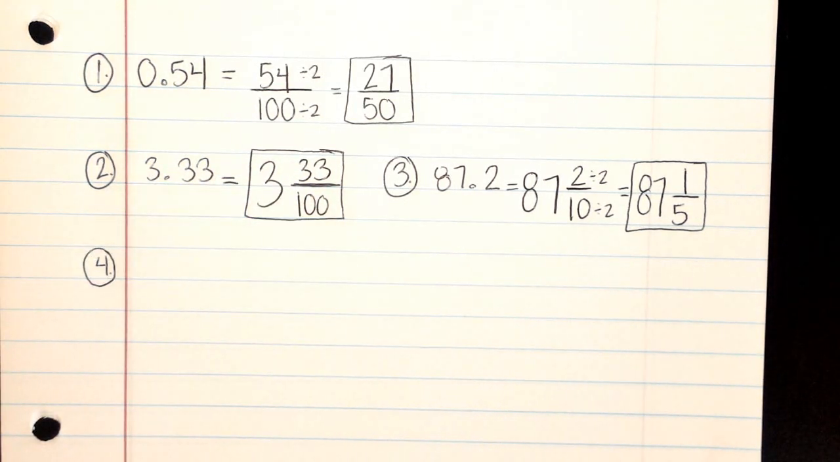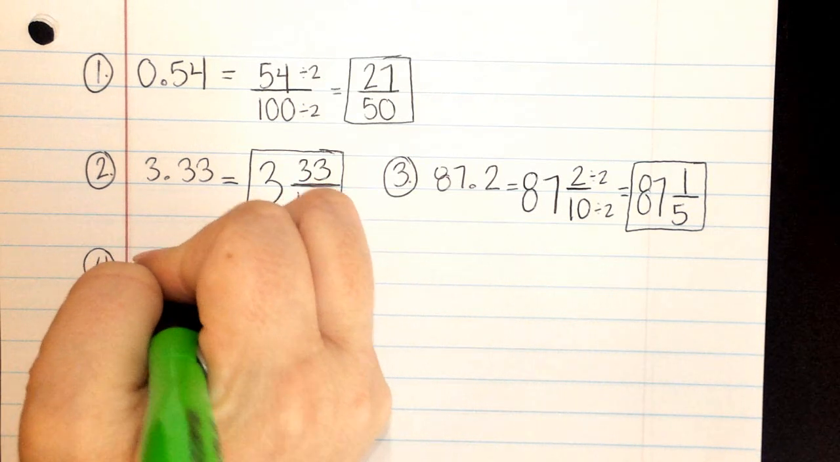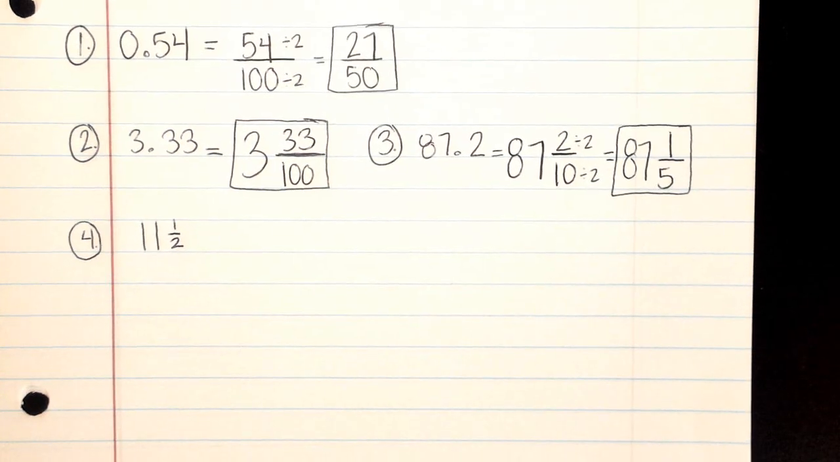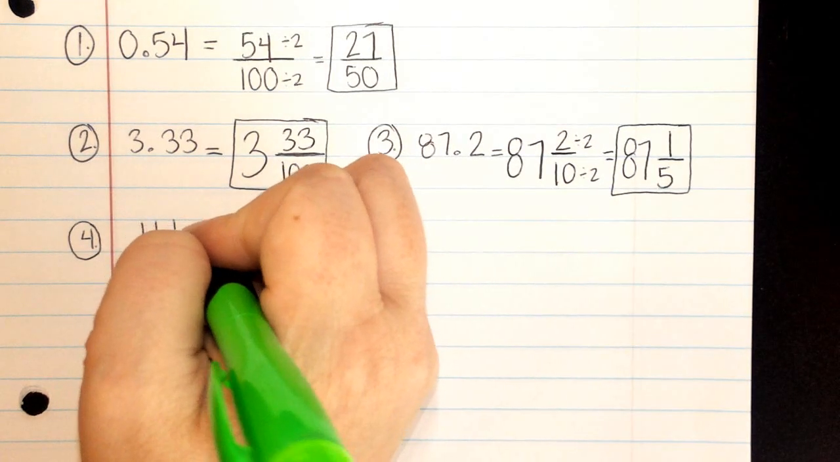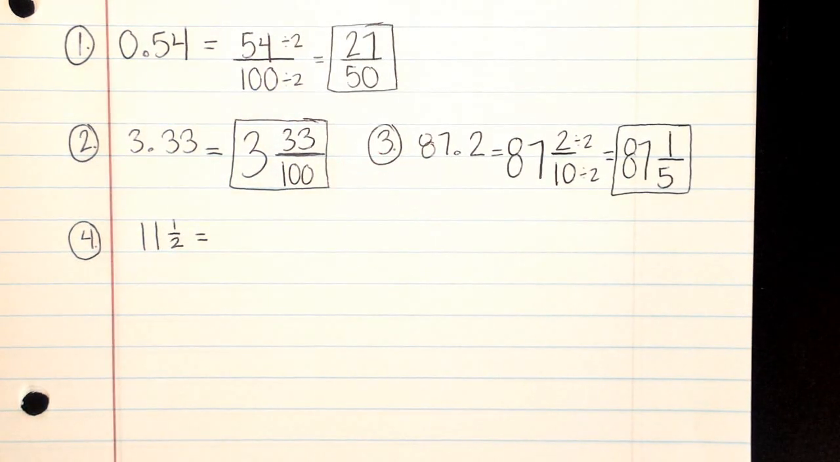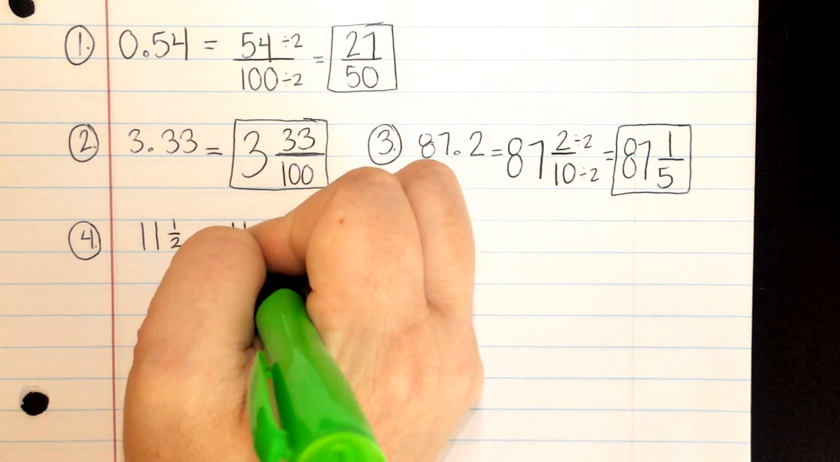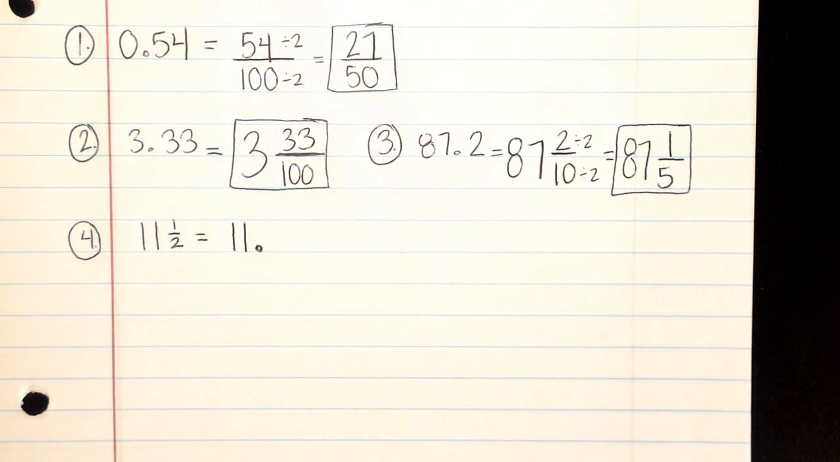Number 4. So we have 11 and a half. And I'm wanting to make that a decimal. What do I know is going to go in front of the decimal? 11. 11 is in front of the fraction, so I'm going to put 11 in front of my decimal. So there it is. So far, I have 11.